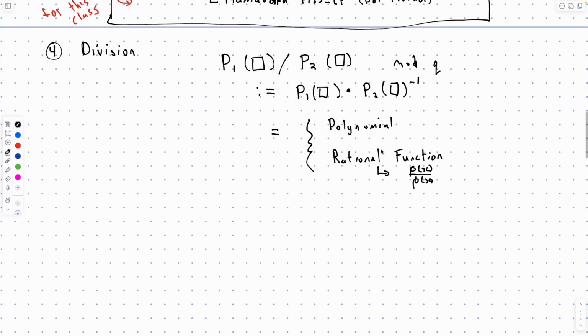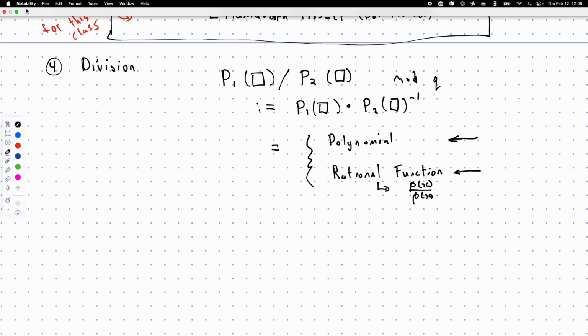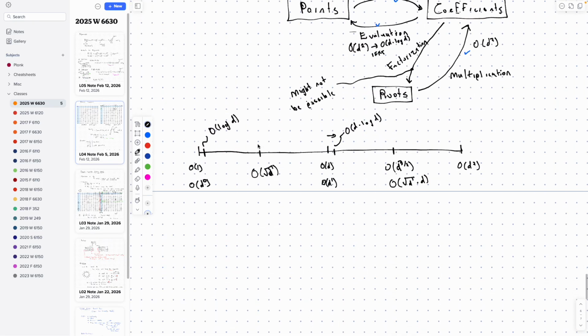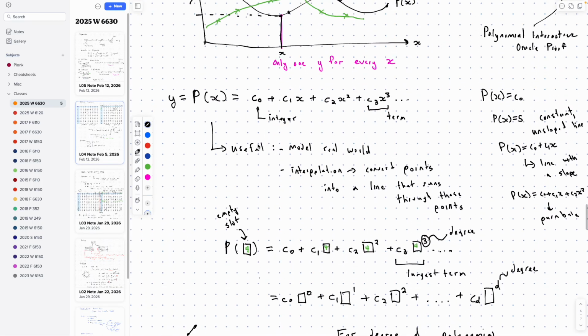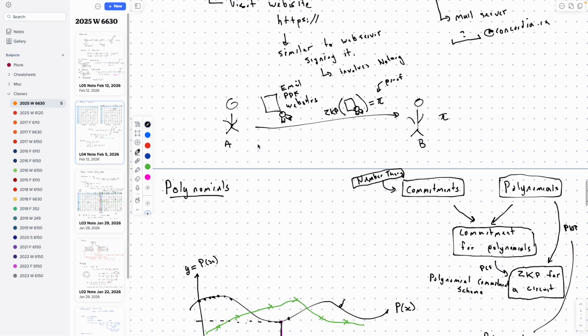Okay, so division's not necessarily going to work. We either get a polynomial or we get a rational function. When do we get a polynomial, and when do we get a rational function? We get a polynomial when it evenly divides, so when the polynomial underneath evenly divides the polynomial on top. And the best way of thinking of what evenly divides means is that last class we talked about being able to represent polynomials different ways. Let's see if I can find it.